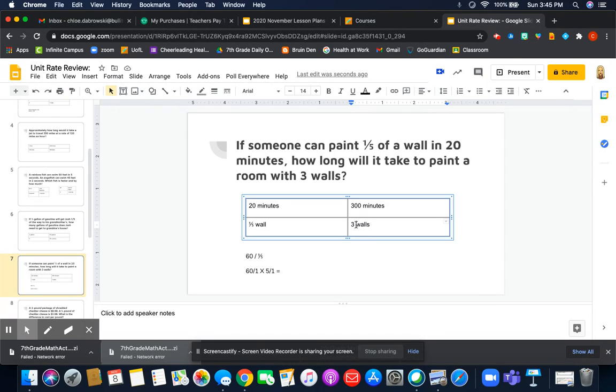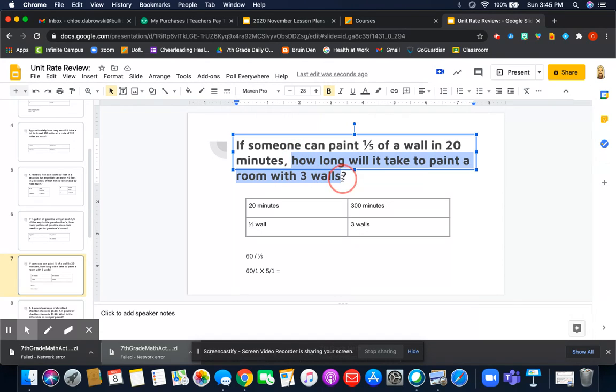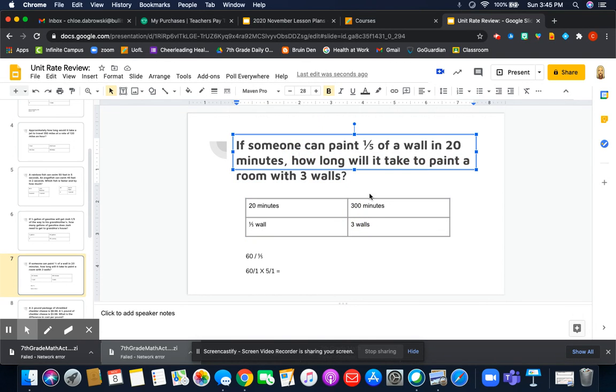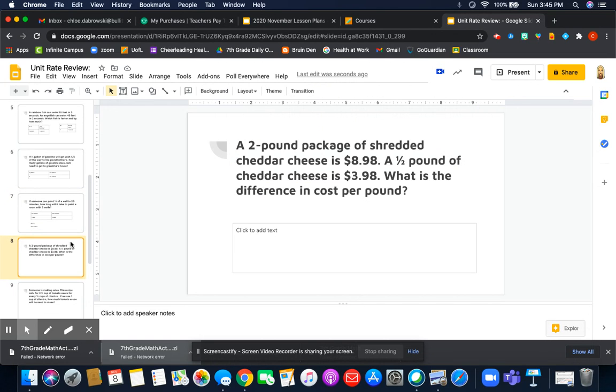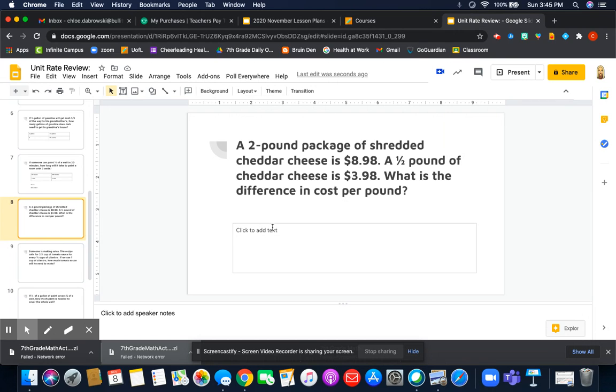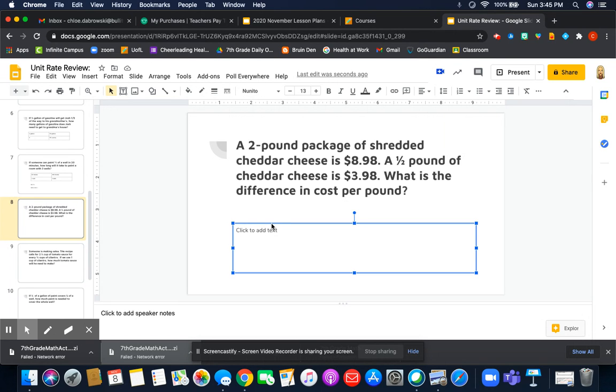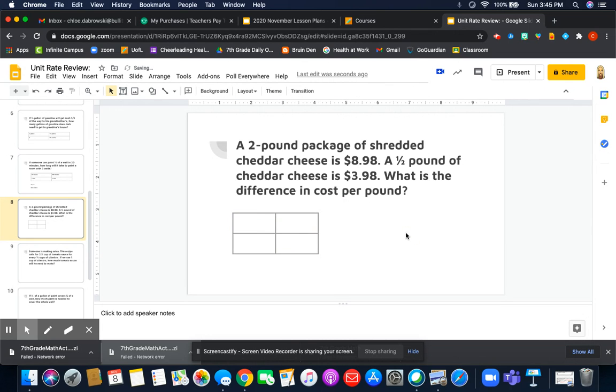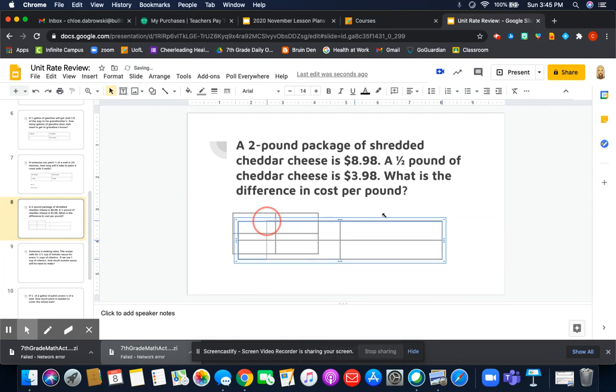Just remember this one was different. It was not a unit rate question. For our question, it said how long is it going to take to do 3 walls. So if you have 3 walls, just make sure you guys set up your rate correctly. All right, slide 8. Again, we have 2 different costs per pound. So if I look at my tables, we're going to do 2 different things again, just like we did with our fish earlier.